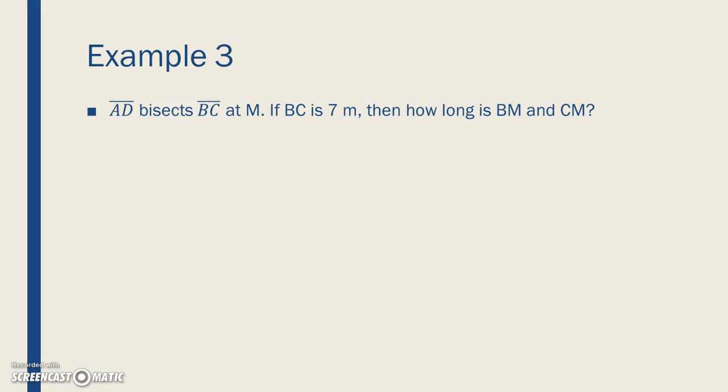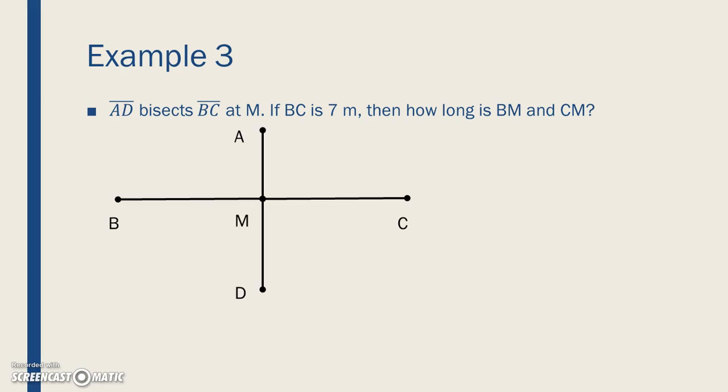For example, AD bisects BC at N. So BC is the one being cut in half because it comes after the verb bisects. BC is being cut in half at the point N. AD cuts right through it. So BC is being cut in half by AD at the point N. BC, the whole thing, is 7 meters. So the question is, how long is each half? Well, half of 7 is 3.5. So each half is 3.5.